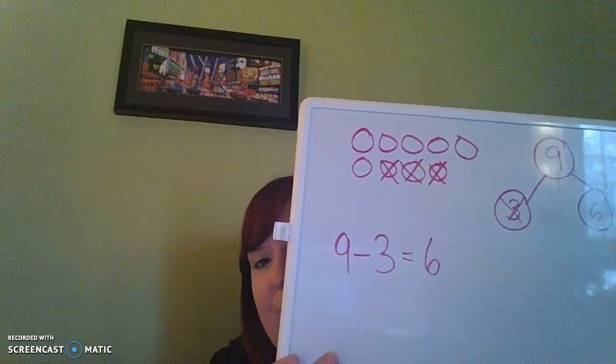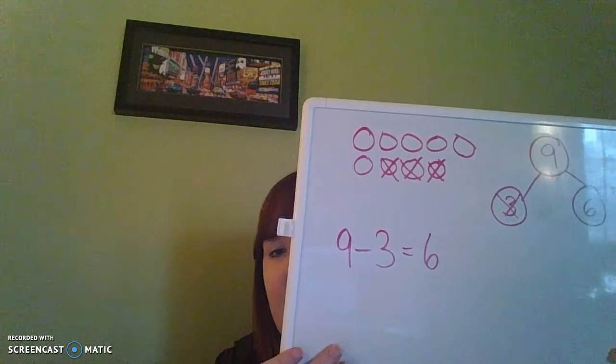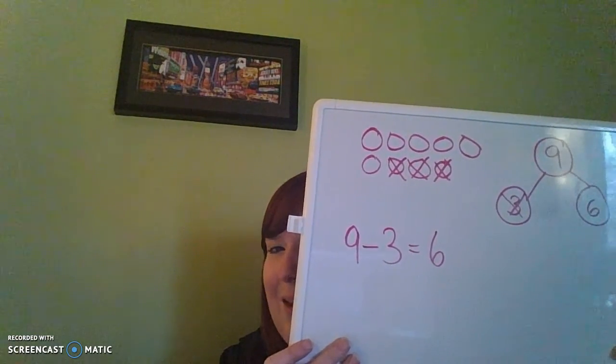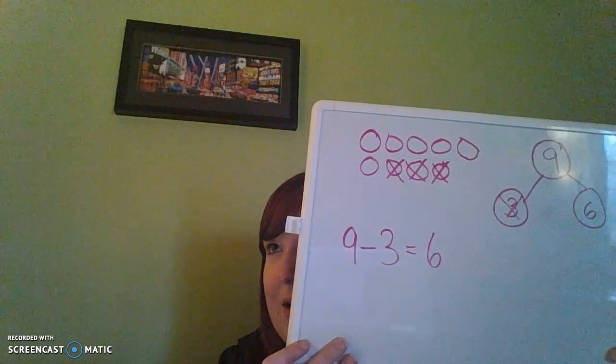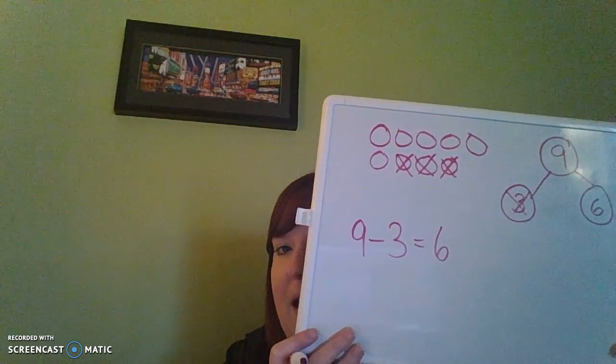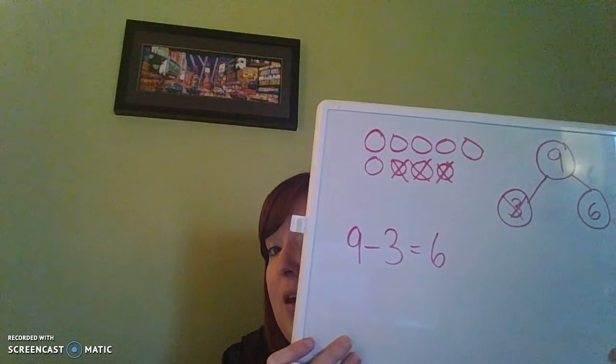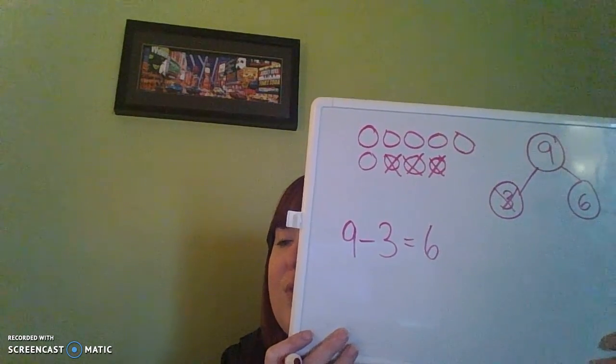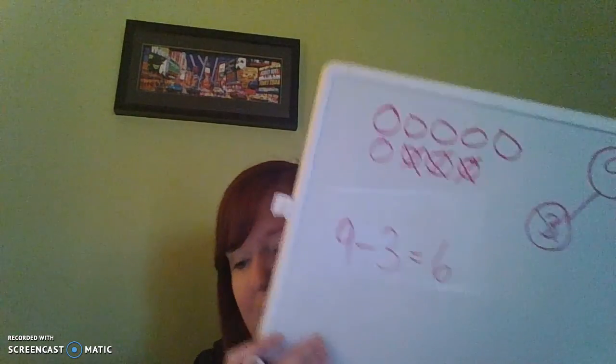What does the 9 represent? Good, it represents how many bears there were. What does the minus sign represent? It tells us we did what? We took away. And the 3 represents how many bears went to go get honey. And what does the 6 represent? How many bears were left? Good. Okay.